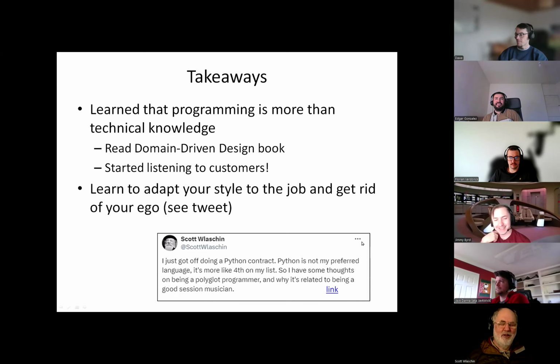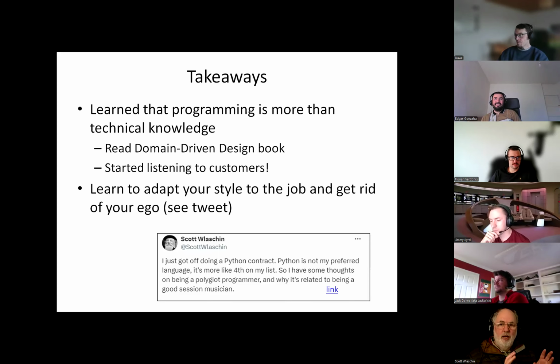So I did a Python contract, and I have a whole tweet on why it's like being a good session musician. If you're a session musician working in a music studio, you'll come in to do a country and western song, or a heavy metal song, or a pop song, or a rap song, whatever. If you're a good musician, you adapt your style to the song that you're playing.